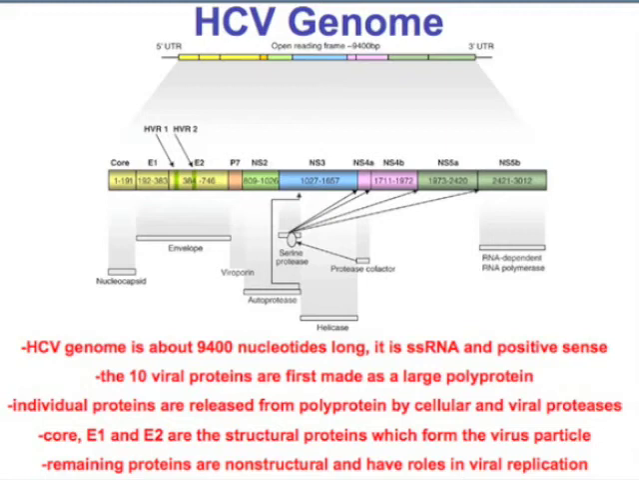And so what happens is during translation, the ribosome makes this one large polyprotein, and then the individual proteins are released from the polyprotein by cellular and viral proteases. So some cellular proteins cleave the structural proteins, and the NS2 protease cleaves part of itself and then releases the NS3-4A protease, whose structure was solved in 1996. And so NS3-4A is responsible for cleaving these remaining non-structural proteins, which have roles in virus replication.